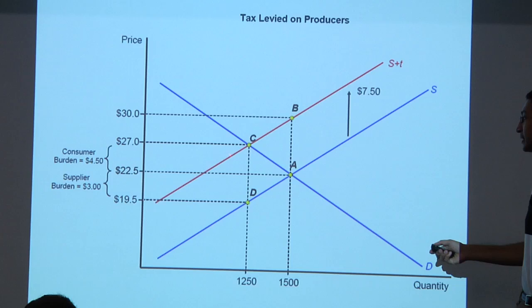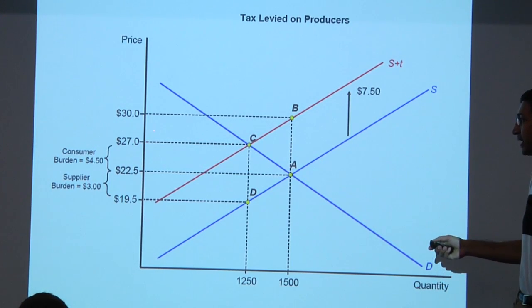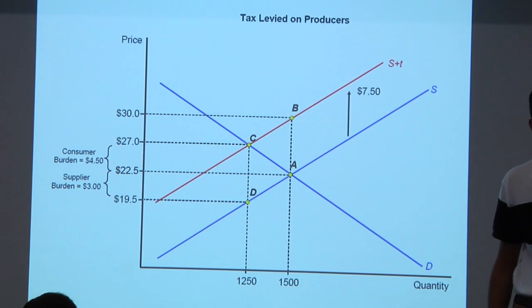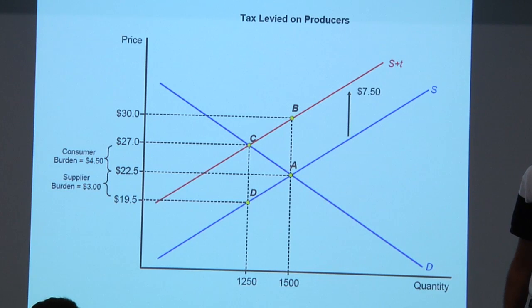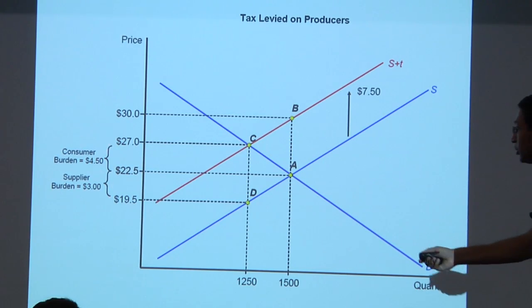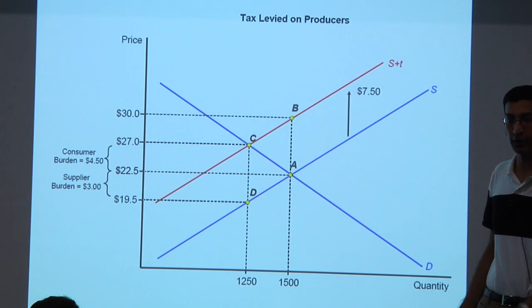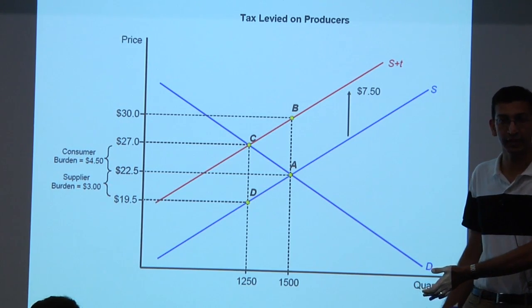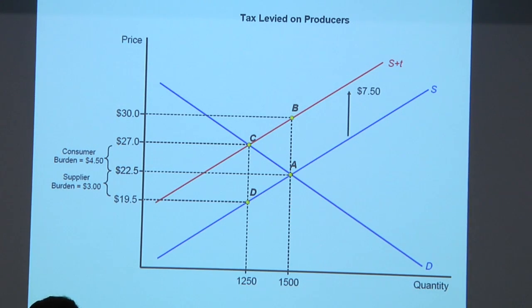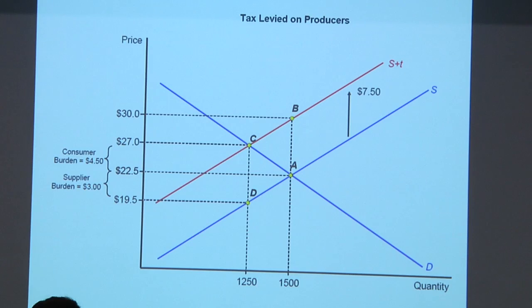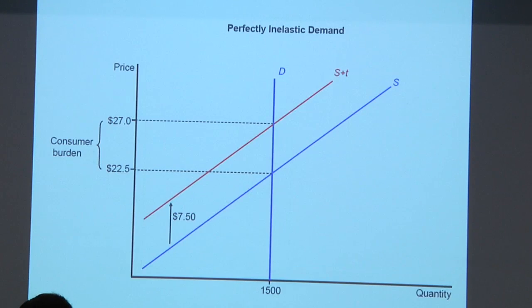And the key thing that you can see from this graph is that in the standard neoclassical model, the economic incidence of the tax does not depend upon whether the tax is levied on the consumer or the producer. So notice that the numbers here are exactly the same. The supplier burden ends up being $3, the consumer burden ends up being $4.50. The idea is that if prices are free to shift in equilibrium, it makes no difference who actually has to pay the tax authority at the end of the day. Okay? And you can verify that algebraically very easily.